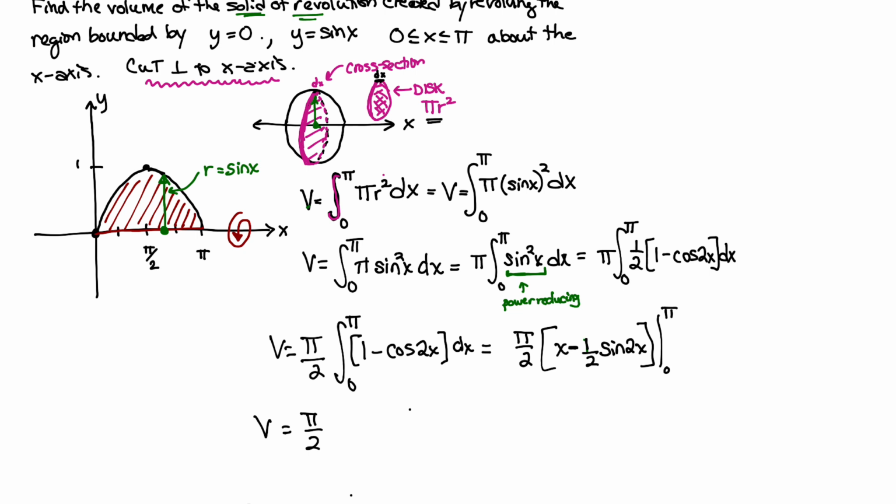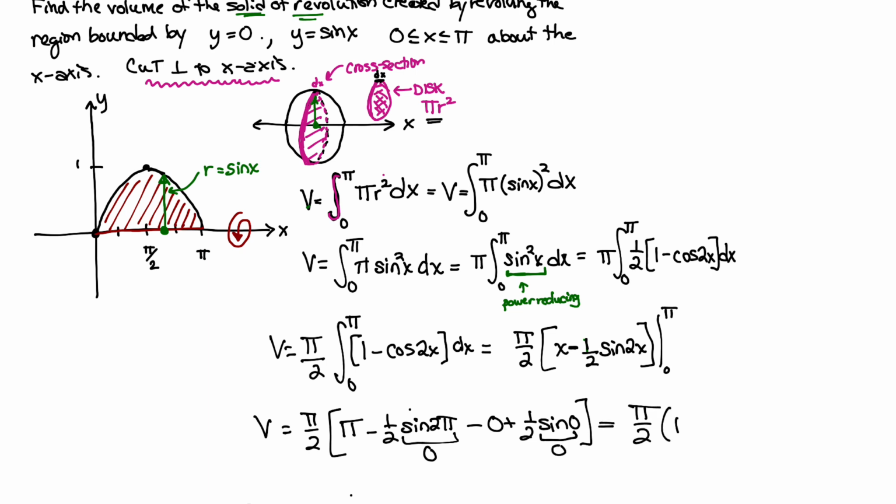Pi over 2 times pi minus 1/2 sine of 2 pi, minus 0 plus 1/2 sine of 0. So let's see. Sine of 2 pi is 0, and sine of 0 is also 0. Are you guys getting what Brandon said? Pi times pi over 2, which is just pi squared over 2 cubic units.